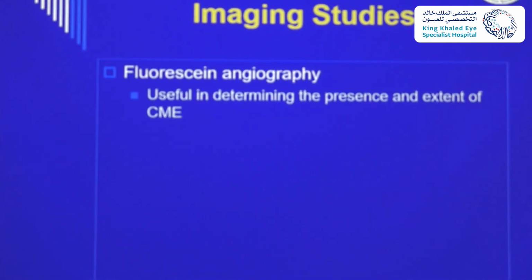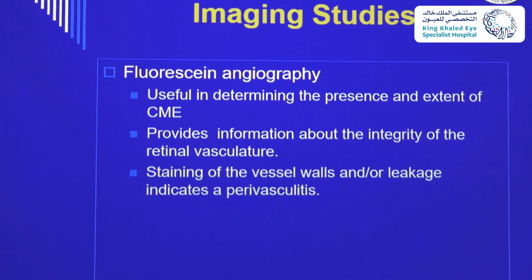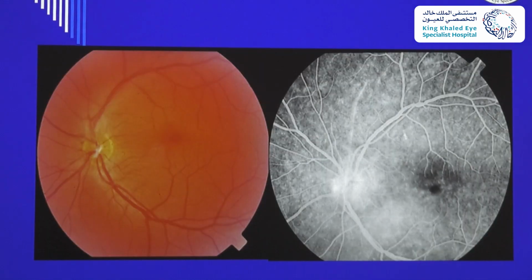Imaging, including fluorescein angiography, is useful in determining the presence and extent of cystoid macular edema, peripheral vascular occlusions, and staining of the vessel walls and/or leakage, which indicates perivasculitis. You have to see a lot of photos to appreciate these signs. Retinal neovascularization and optic nerve edema can be recognized easily with fluorescein angiography.